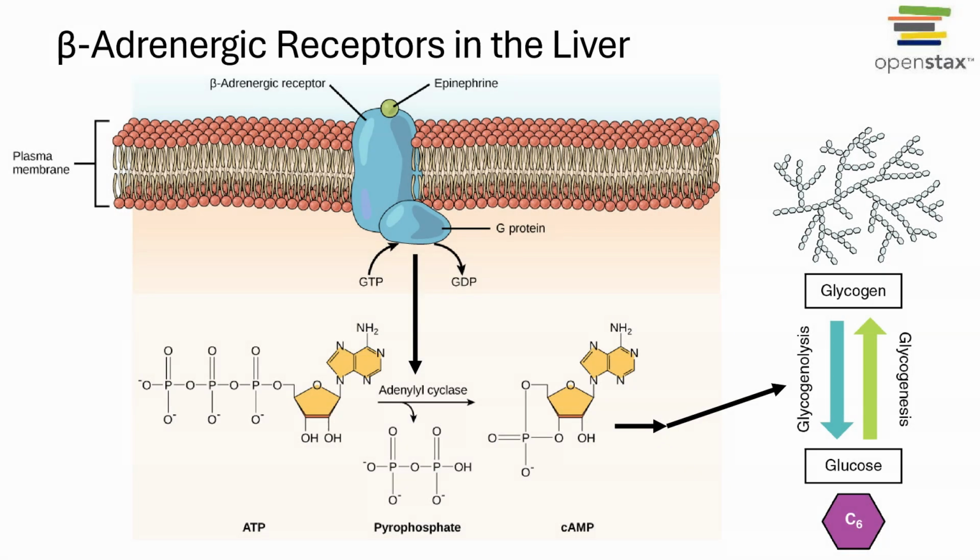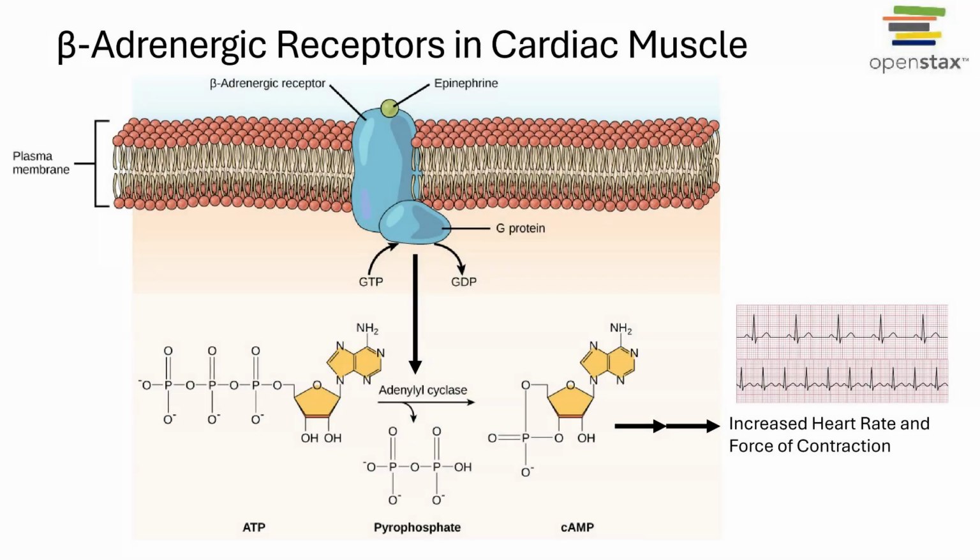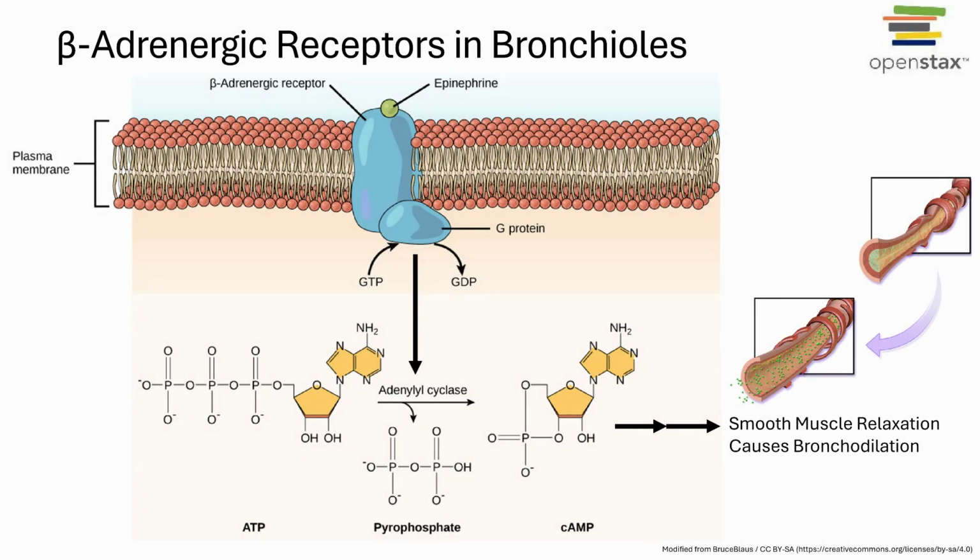In the liver, beta-adrenergic receptors stimulate glycogenolysis. In cardiac muscle, beta-adrenergic receptors increase heart rate and the force of contraction. In the small airways of the lungs called bronchioles, beta-adrenergic receptors cause smooth muscle relaxation. This bronchodilation leads to improved airflow.